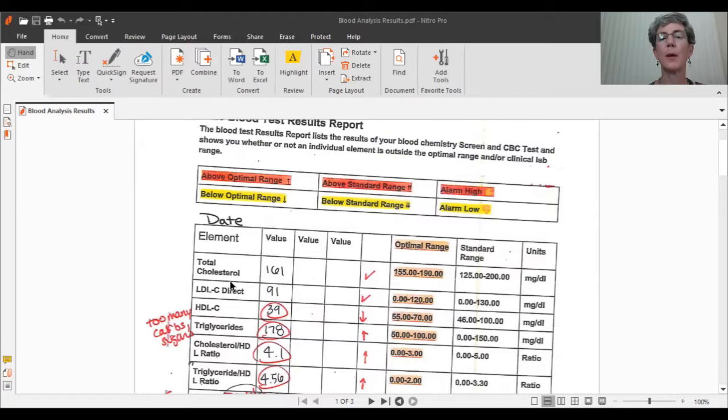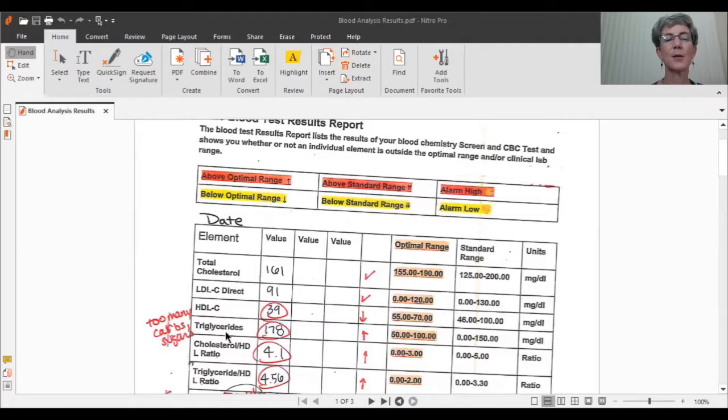and during our initial webinar, we talked about a functional lab range versus a standard lab range. So we base all of your results and all of your ideals on that functional or optimal lab range. There's a functional lab range you will see here for every single lab test, and then there's a standard lab range that your regular doctor would use.